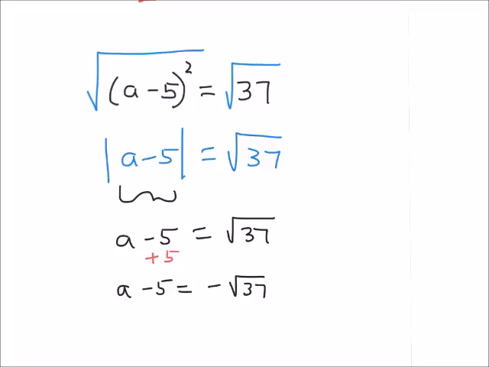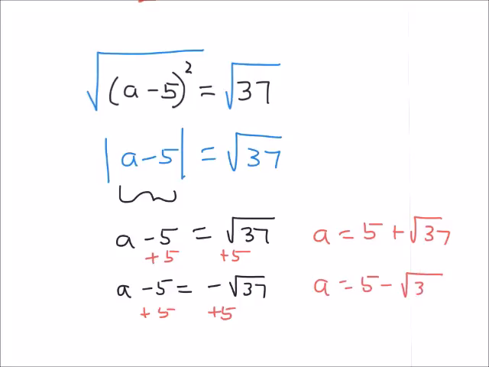We add 5, and since those are not like terms, we get a equals 5 plus the square root of 37, which is a perfectly logical answer. Down here, we add 5 to both sides, and here we get a equals 5 minus the square root of 37, again, a perfectly logical answer.